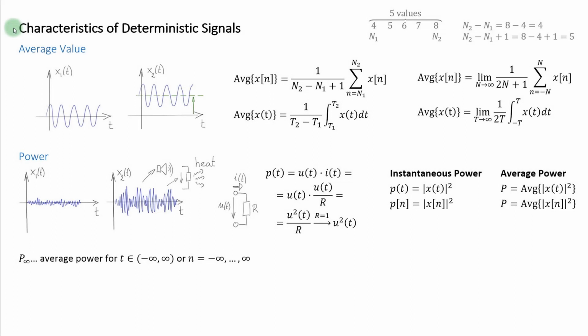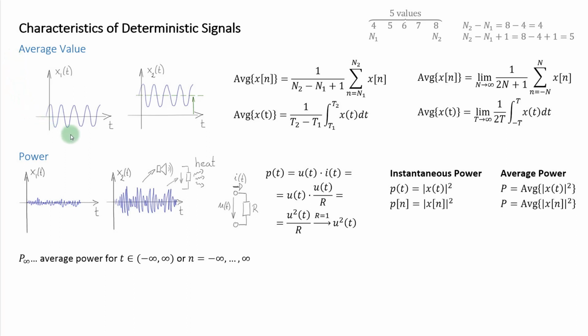In this lecture we will first talk about the characteristics of the deterministic signals, and then we will start talking about the spectral analysis, which I consider to be the first interesting topic of this class. So first we will start talking about the characteristics of the deterministic signals, and the first characteristic will be the average value. Why do we need the average value?